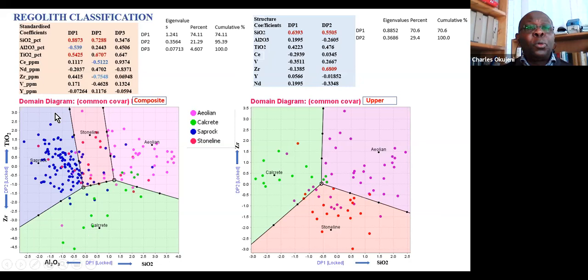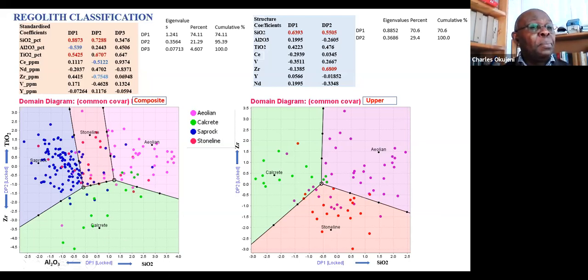The domain diagram, which is coming from the discriminant display projection, is that you begin to see that the entire regolith sequence, which is saprolite, stone line, calcrete, aeolian sand, is defined by negative Al2O3, positive SiO2, and negative Zr, and positive TiO2. So from those box plots which I showed, this is more like the summary, whereby we begin to see that the calcrete is more defined by Zr. Okay, and variable in terms of alumina and silica. But generally, one can define the aeolian sand, stone line, and saprolite with Al2O3 and SiO2.